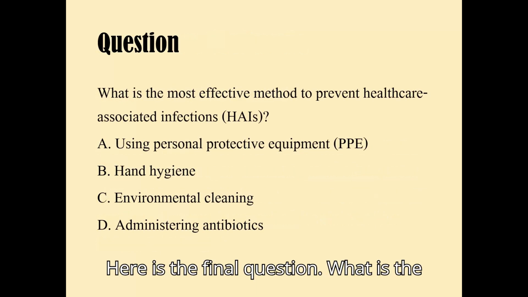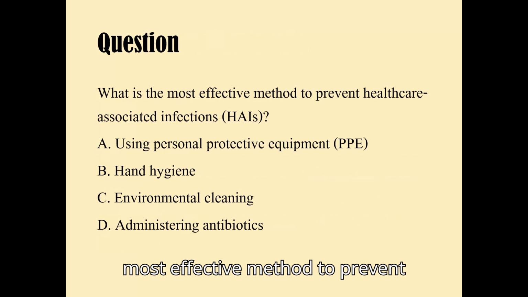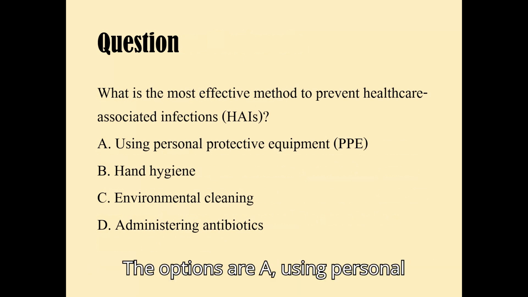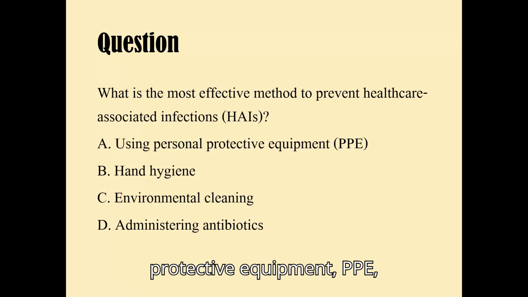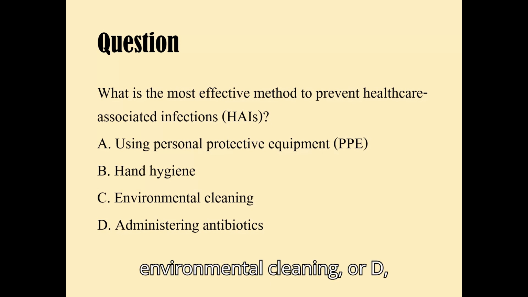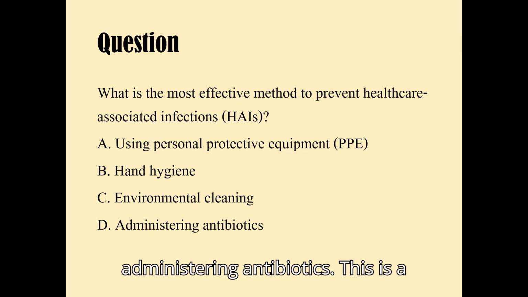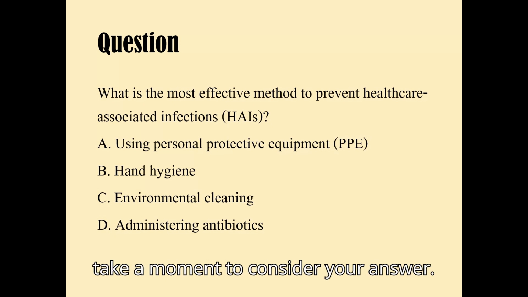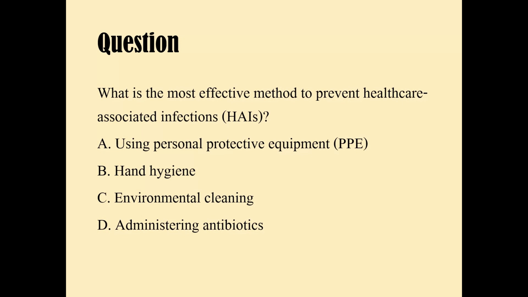Here is the final question. What is the most effective method to prevent healthcare-associated infections, or HAIs? The options are A, using personal protective equipment, PPE, B, hand hygiene, C, environmental cleaning, or D, administering antibiotics. This is a critical topic in infection control, so take a moment to consider your answer.